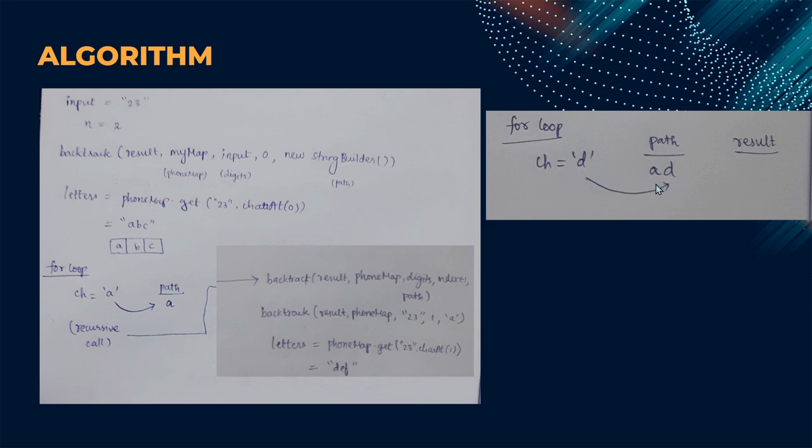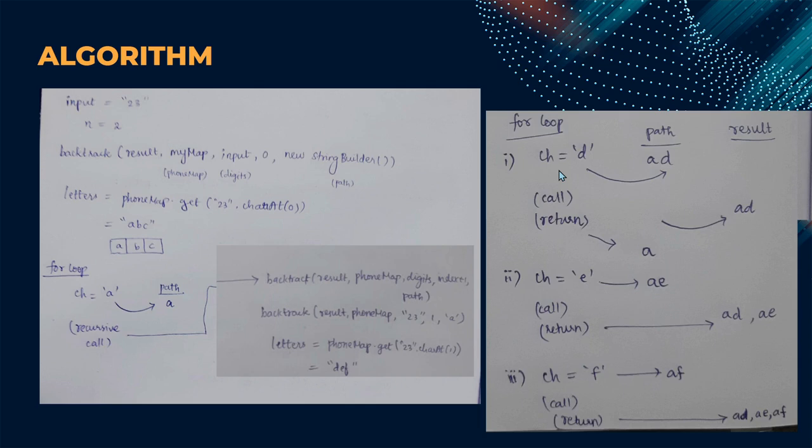D is now getting appended to the path. And once this is generated, again a recursive call is made. But in the next recursive call, the index going to be passed is going to be 1 plus 1, which is 2. Once the index becomes equal to the value of n, that mentions the base case that we do not have any other digit in the given string to be processed, so we will end there itself.